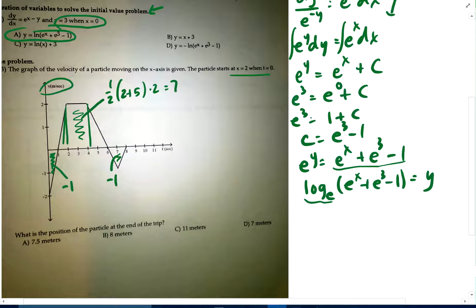Okay, so this thing starts at 2. So here's a particle. Here's 0. Starts at 2, moves negative 1 to the left, and then 7 to the right, up to 8, and then 1 to the left, 7. So that's where it's going to end up. Okay, so there we go.